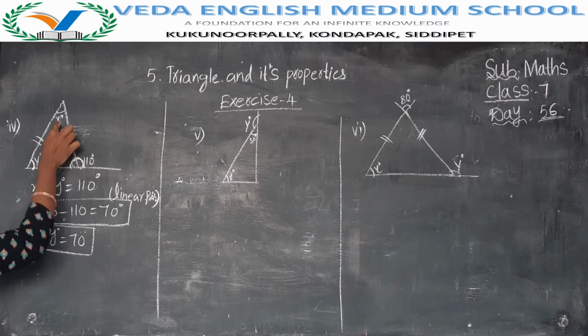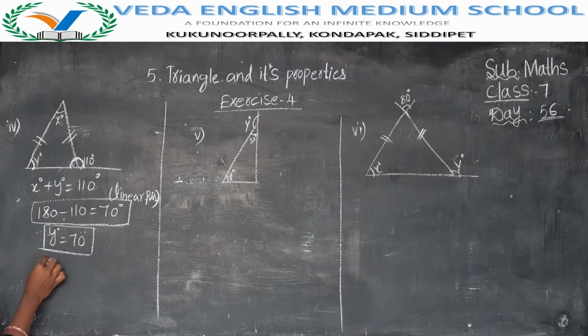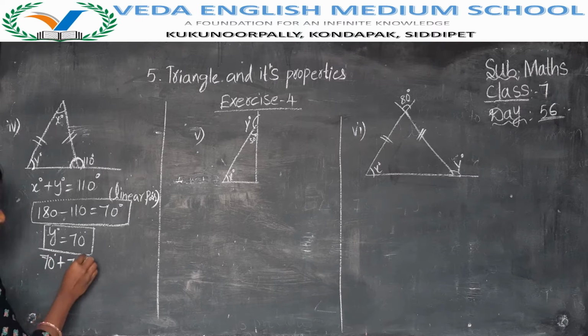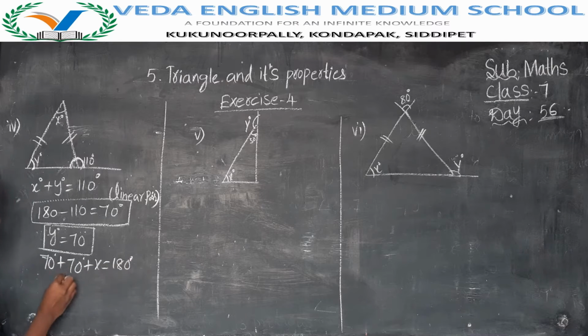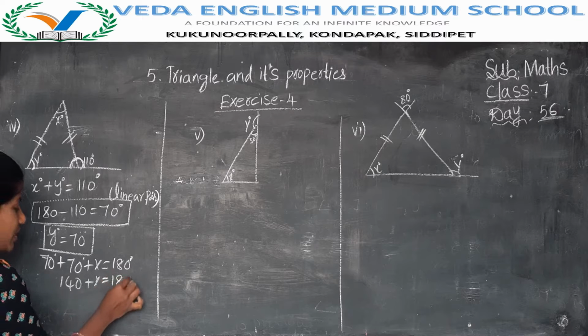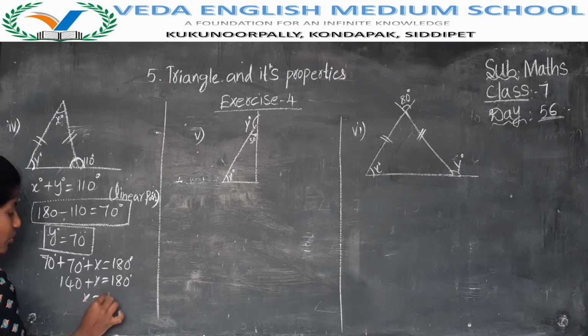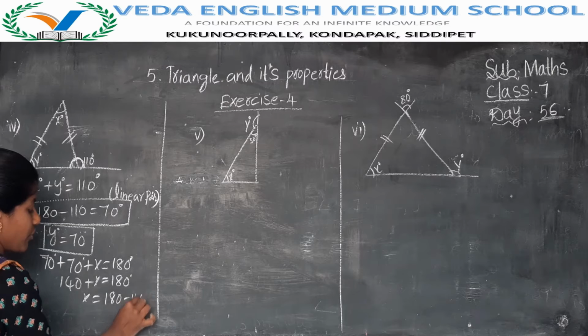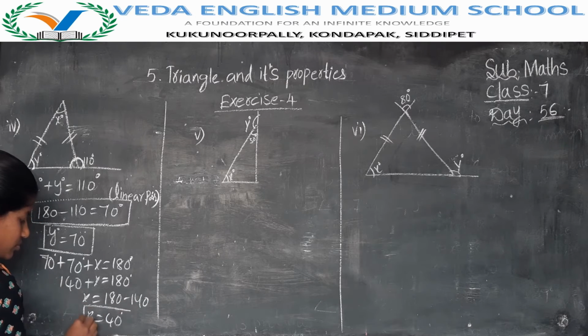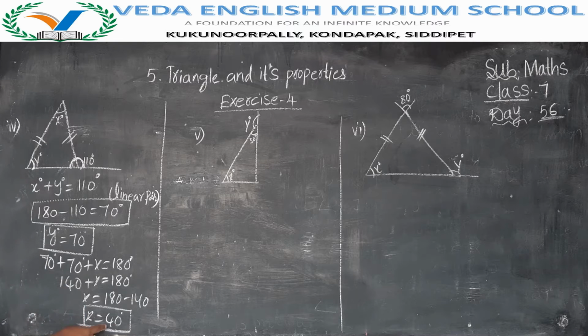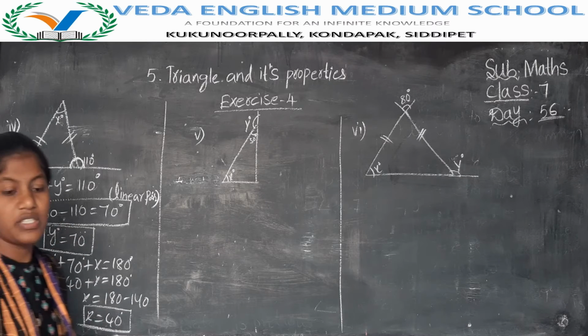70 plus 70 plus x is equal to 180 degrees. 70 plus 70 is 140. 140 plus x is equal to 180 degrees. X is equal to 180 minus 140. Then x is equal to 40 degrees. X is equal to 40, y is equal to 70.